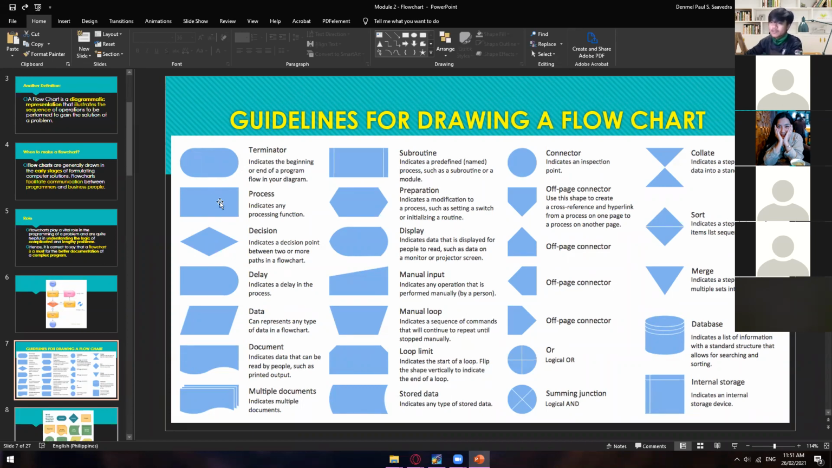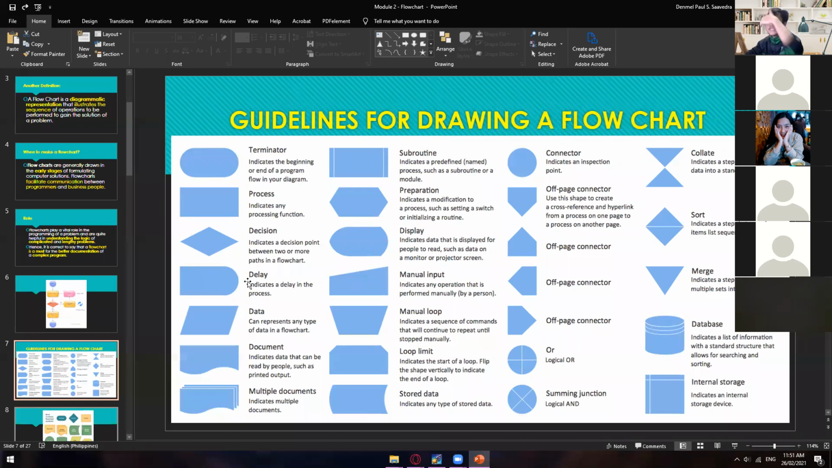The next one here is the process, or the action on what will happen in your system. And then we have here the diamond, which is the decision. In a decision point, there must be only one input, and then you can have three outputs here, 1, 2, and 3, but one input only. So that's the limitation of the decision.